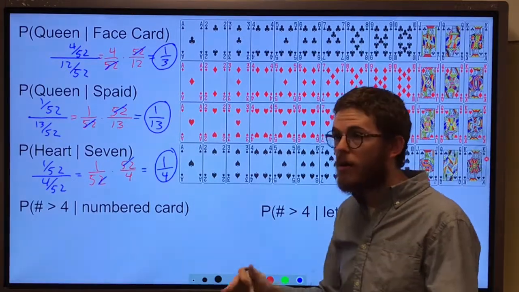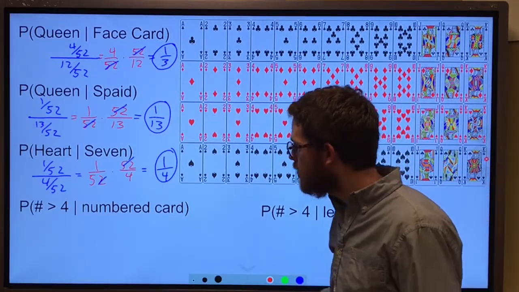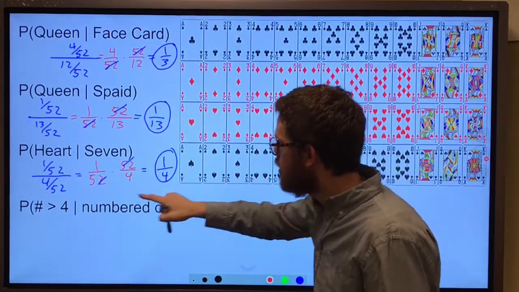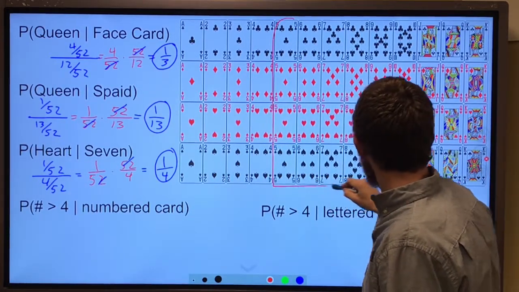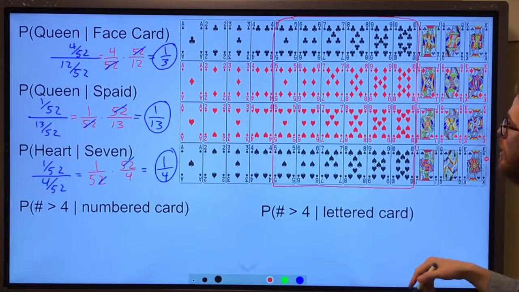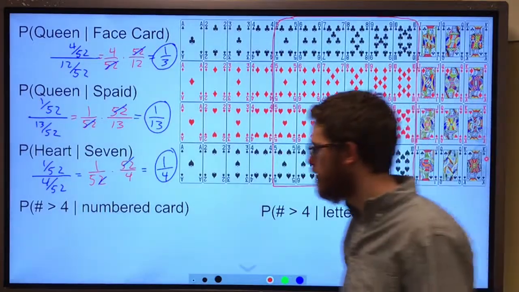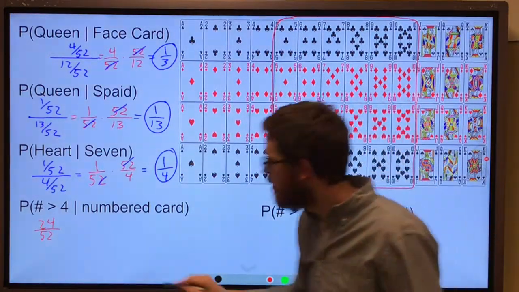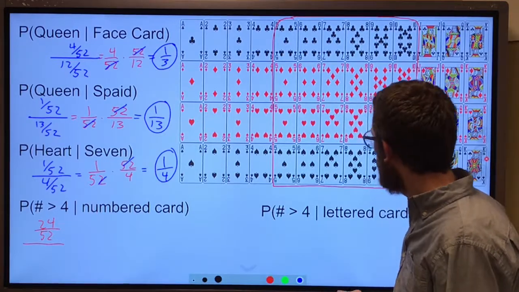Next one here, the probability it's a number greater than 4, given that it's a numbered card. Okay? Well, again, we look at the probability of both of these things happening together. It's got to be a number greater than 4, so that's 5 or greater, and it's got to be a numbered card. So any of these right here, 5, 6, 7, 8, 9, or 10 would work. And so that is 6 and 4. There's 24 of these. 24 out of the 52 satisfy both. We divide that by the probability of the given. What is the probability that it's a numbered card?